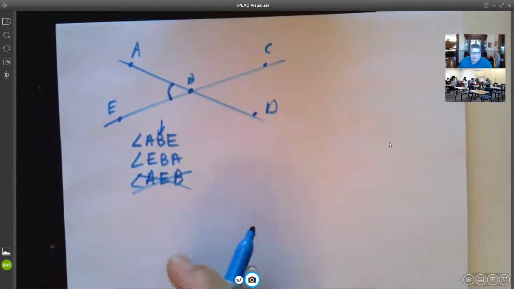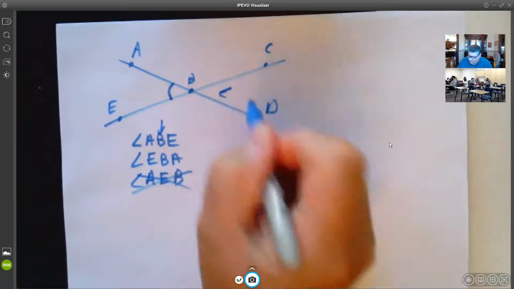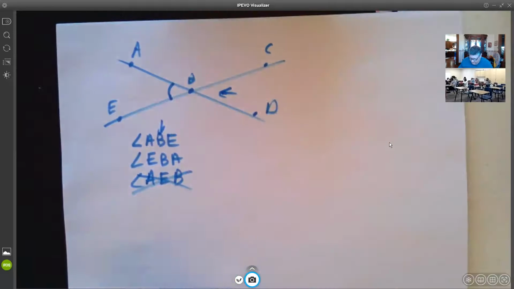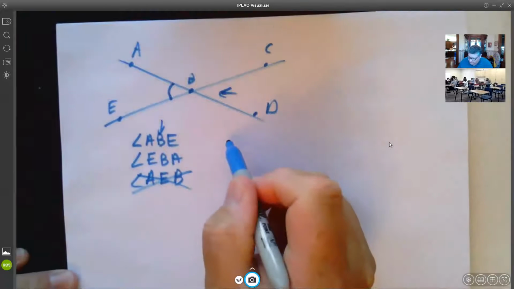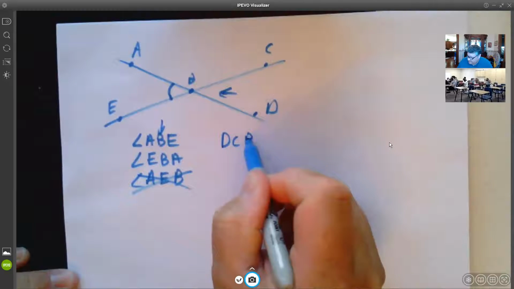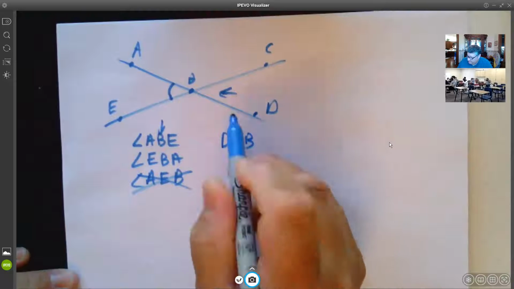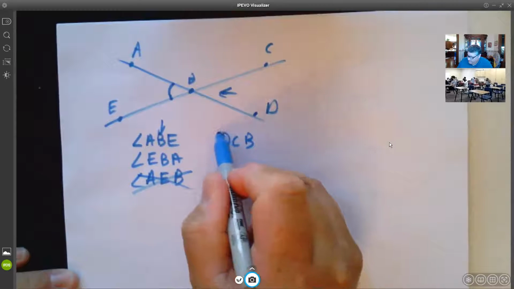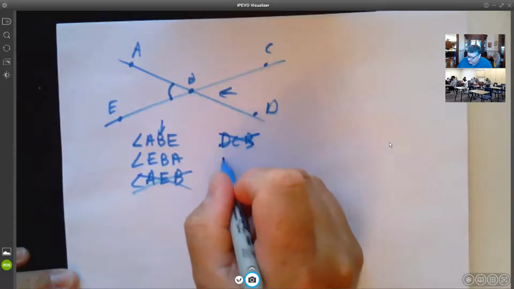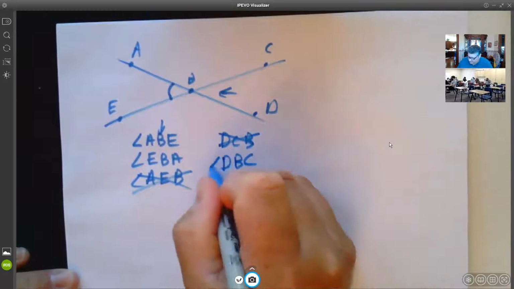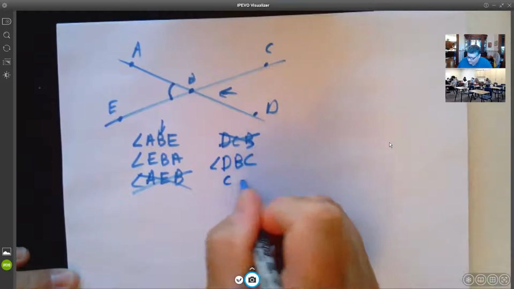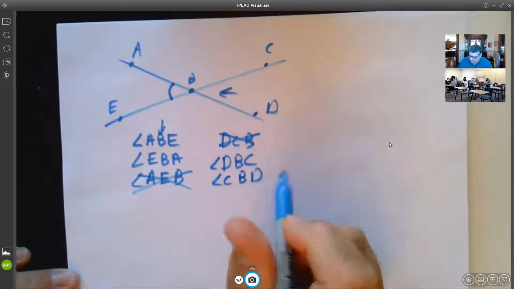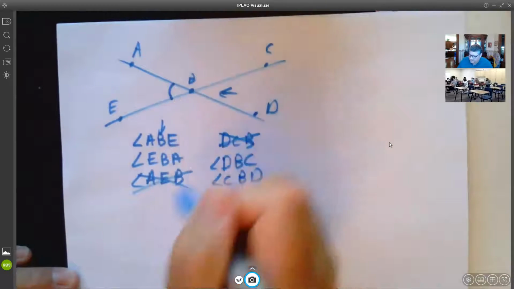The only thing we couldn't do is something like AEB, because B has to be in the middle. Now, I want to know what's this angle over here, the one on this side. DBC I'll take, or CBD. Both of those, because again, B has to be in the middle.